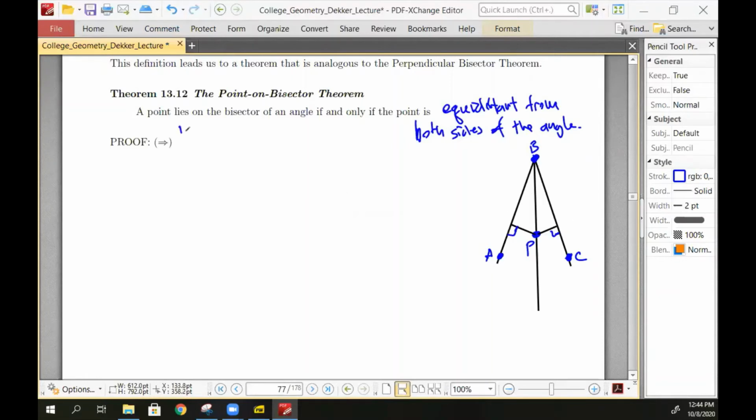So let's write up. The first step is to say that BP, right, we're going to assume a point lies on the bisector. So BP bisects the angle ABC. And that's given. Excellent.